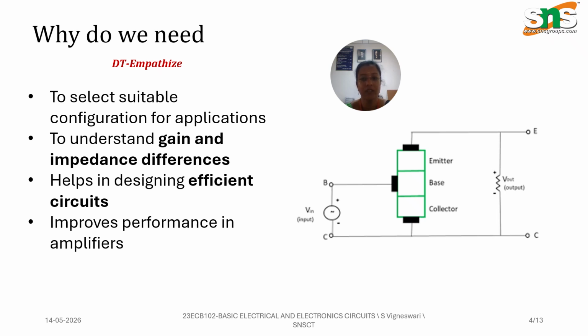Common base configuration is useful in high frequency applications and common emitter configuration provides good voltage and current gain, so it is widely used in amplifiers. Common collector configuration provides high input impedance and low output impedance, making it suitable for buffer circuits and impedance matching. Selecting the correct configuration improves circuit efficiency and performance. Overall, for high frequency applications we go with CB, for good voltage and current gain in amplifiers we go for common emitter, and the common collector provides good impedance matching.